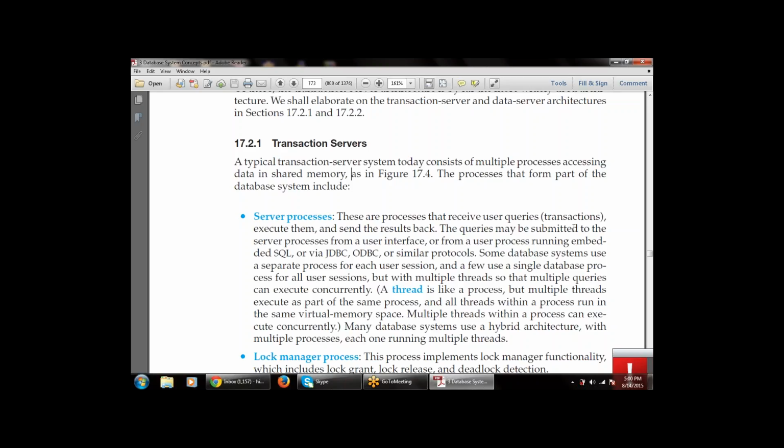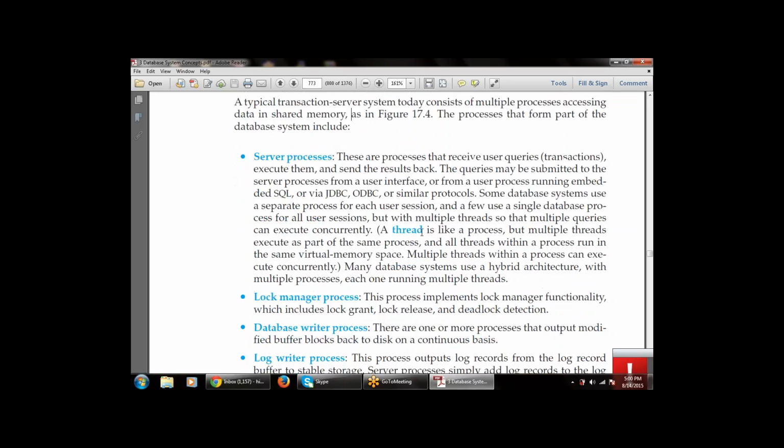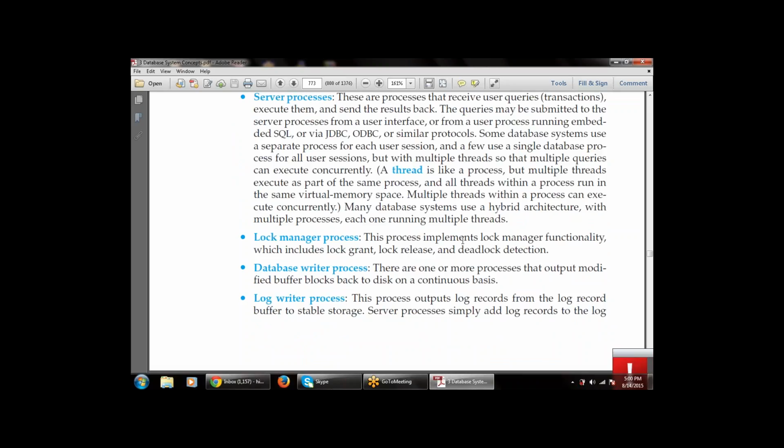Next is the log manager process. One is the server processes, and one is a log manager process that implements the log manager functionality. That includes granting locks, releasing locks, and deadlock detection. That is, when to grant the lock, when to release the lock, and when to detect the deadlock. These are the different functionalities available in the locking system.